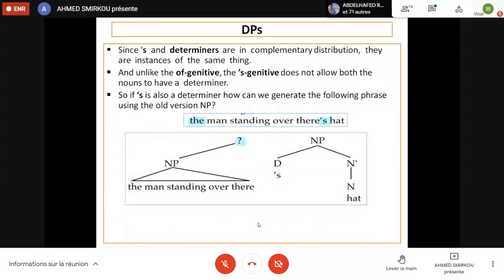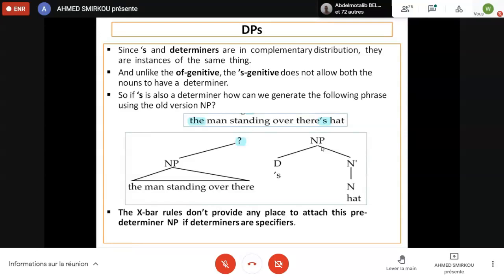Why? Because we have two determiners. The problem is that we have two determiners. So "hat" is not the head of the whole phrase. We may say "man" is the head of the phrase here, but the problem is that we have two determiners. If we start with this NP, then we branch D and N bar, then determiner, then N bar, and from N bar we derive "man," the noun, the head. Then "standing over there," the verb phrase. Then another NP or what? It's difficult. It's not possible. So the X-bar rules don't provide any place to attach this predeterminer in NP if determiners are specifiers.